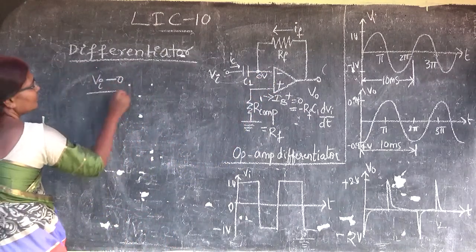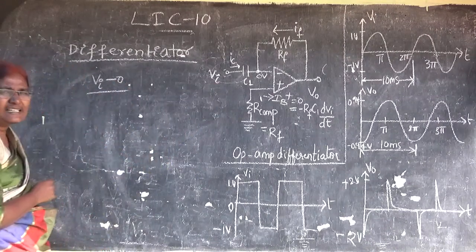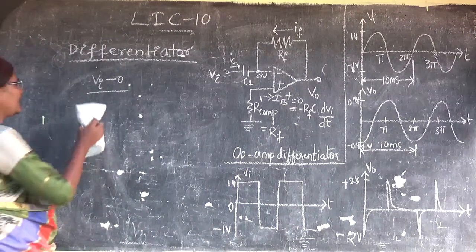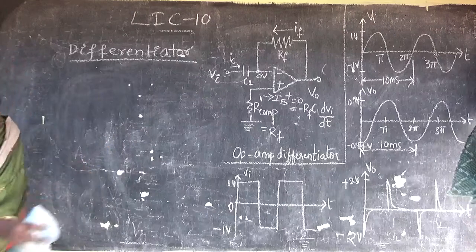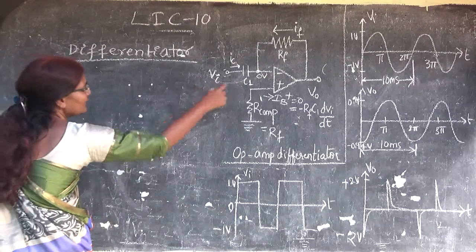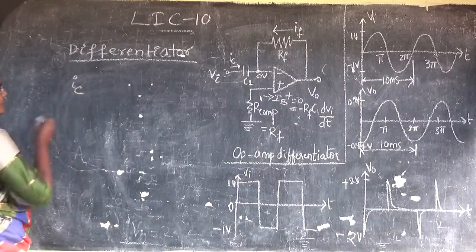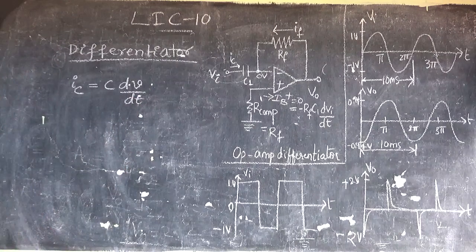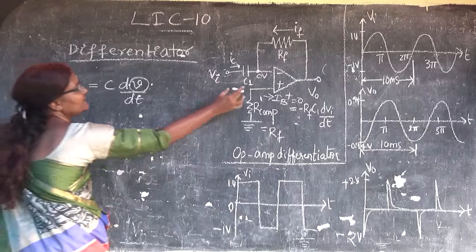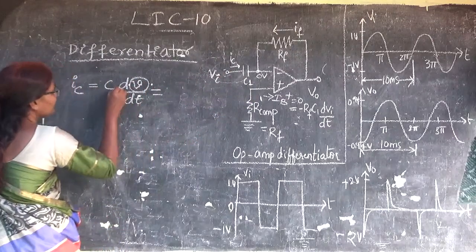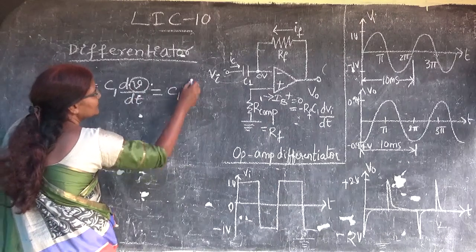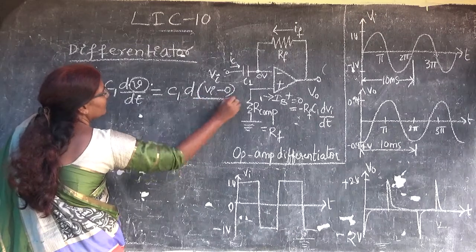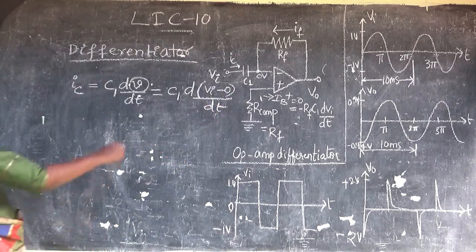So Vi minus 0 by, and this C1, instead of C1, if a resistor is there, we can use the resistor, but here we are having the capacitor. So how can we write this? What is the current through the capacitor? Current through the capacitor IC is equal to C dV by dt. This is the formula. So what is the voltage? Voltage across the capacitor, here the capacitor is C1, is nothing but the difference between these two voltages, that is Vi minus 0 by dt. So this is the current IC.